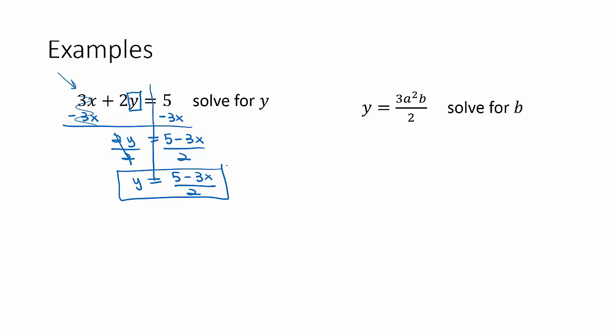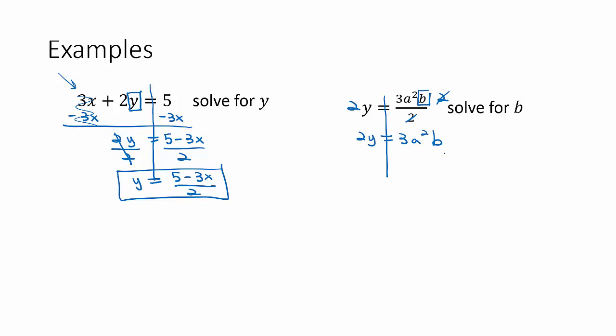The second example, we want to solve for the b. Well, the first thing I'm going to do to make this one easier is I'm going to get rid of that fraction. So the opposite of dividing by 2 is to multiply both sides by 2. When I do that, the 2's will divide out, and we'll have 2y equals 3a squared b.